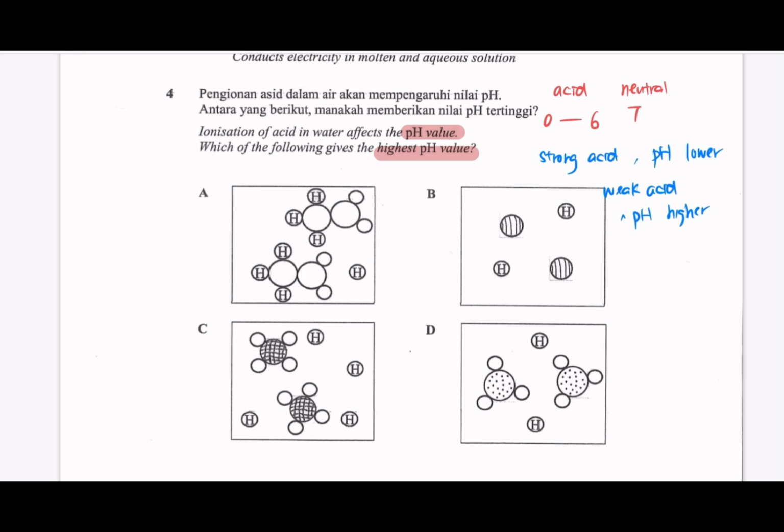So for example, hydrochloric acid, the pH value will usually be around 1. And ethanoic acid, a weak acid, the pH value will be higher, around 5, 6. Okay, now we're looking for the highest pH value. Definitely it is a weak acid. Okay, we go through the diagram, for answers A, B, C, D.